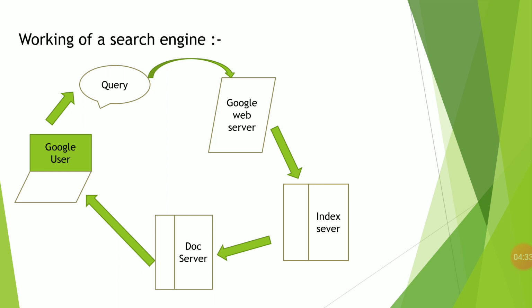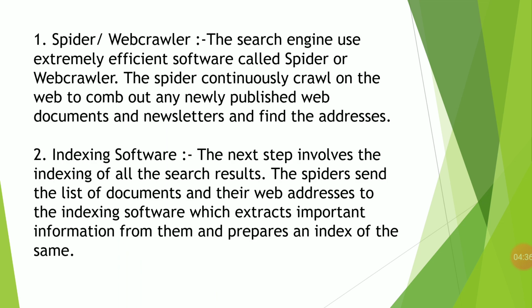In the same context, next we have a spider or web crawler. What is this spider or web crawler? The search engine uses extremely efficient software called a spider or web crawler. The spider continuously crawls on the web to comb out any newly published web document or newsletter and find their web addresses. It means through this spider or crawler, our search engine tries to find newly published information and their web addresses.